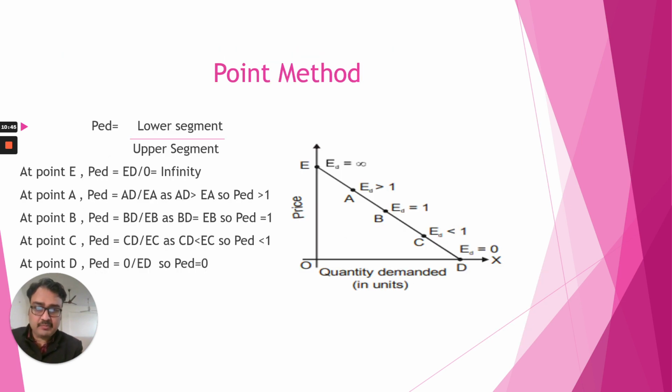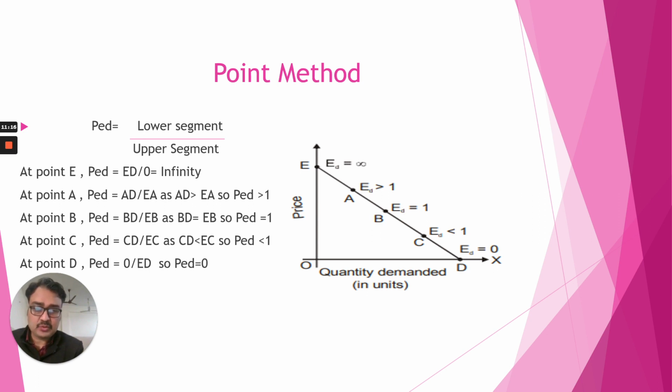Third one is point method. Point method is a method which is used to measure the price elasticity of demand at any particular point on the demand curve. The formula will be lower segment of the curve divided by upper segment of the curve, that is equal to price elasticity of demand. So I will show you how to calculate the price elasticity of demand at different points on the demand curve. The first one is, say the demand curve is a linear demand curve, ED.